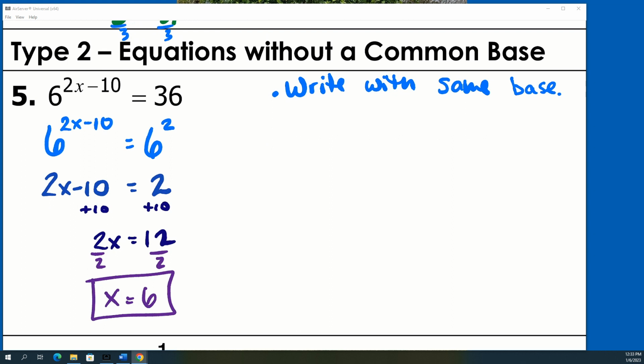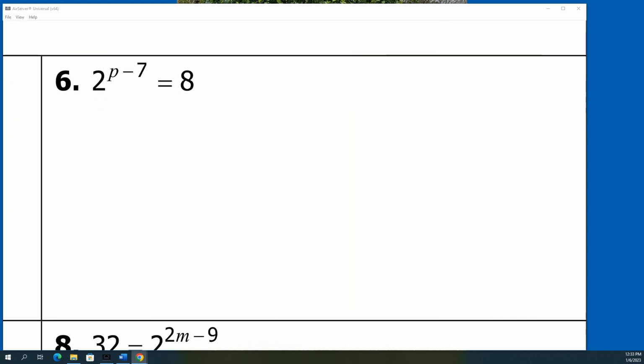Now, I've written the answers to your homework already on the board, but if you wanted to check this yourself, you could take that 6 and plug it in here and do 6 raised to the 2 times 6 minus 10 and make sure that you do get 36 if you wanted to. All right, let's look at the next one.